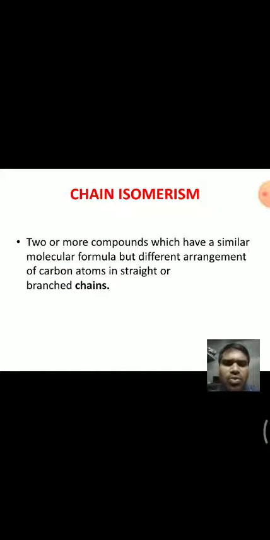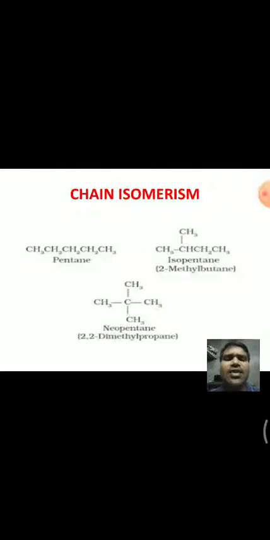First, coming to chain isomerism, if you see the definition, two or more compounds which have a similar molecular formula but different arrangement of carbon atoms in straight or branched chains. That means generally the chain is different for these isomers. These have a similar molecular formula, but the difference is in the arrangement of carbon atoms in straight or branched chains. Those are said to be chain isomers. If we see the example, we can easily understand the concept.